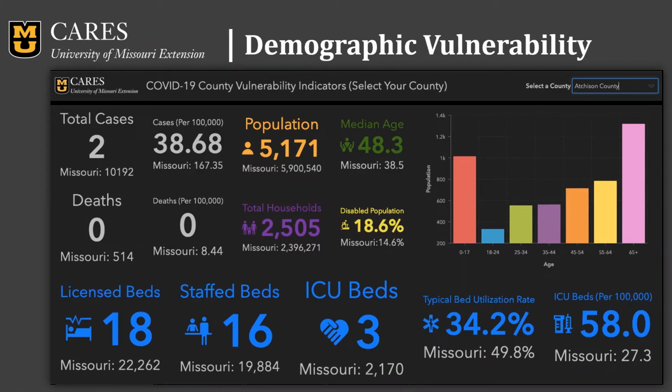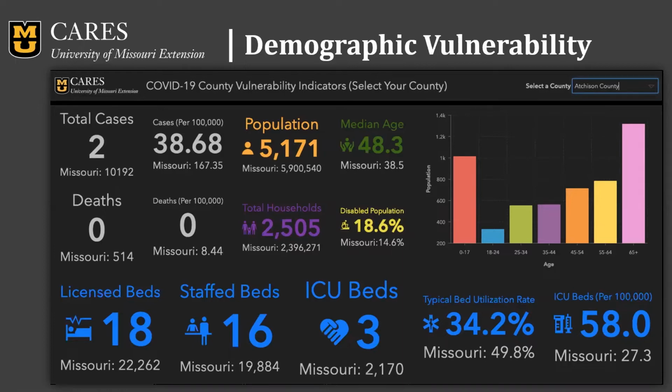Yeah, so on the dashboard itself, there are tabs at the bottom to filter through the different vulnerability indicators. So there are demographics, economics, health, and mobility indicators, each with its own tab. But starting here with the demographic vulnerability indicators, you'll want to select your county from the drop-down list in the top right section of the dashboard. So as you can see, for this particular subset of data, it is for Atchison County.